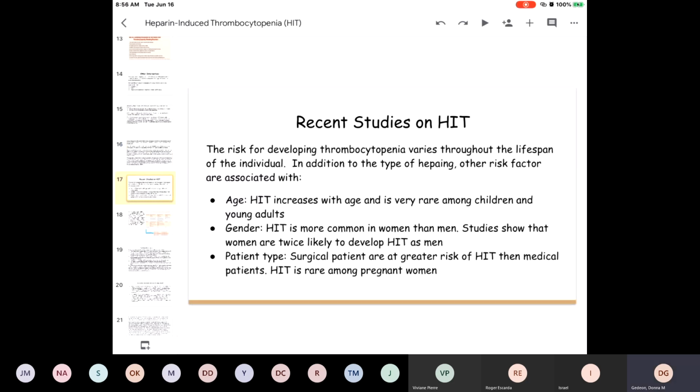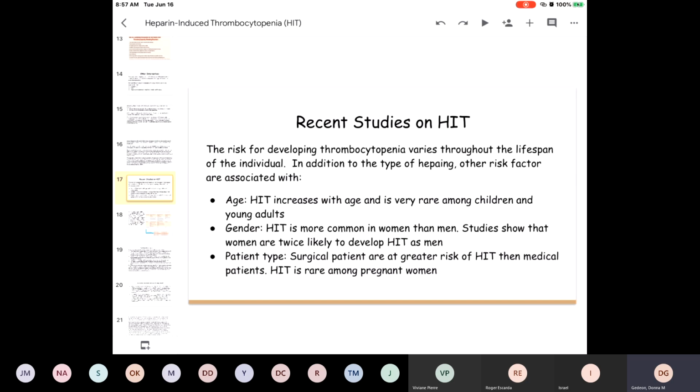The risk for developing thrombocytopenia varies throughout the lifespan of the individual. In addition to the type of heparin, other risk factors are associated with age. HIT increases with age and is very rare among children and young adults.